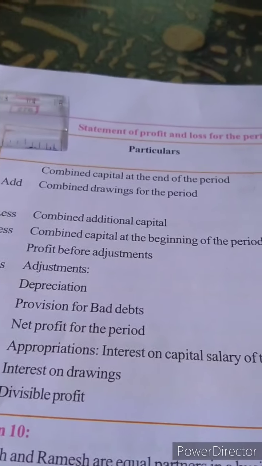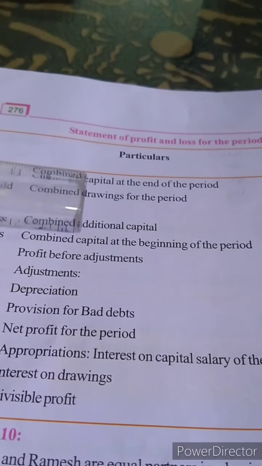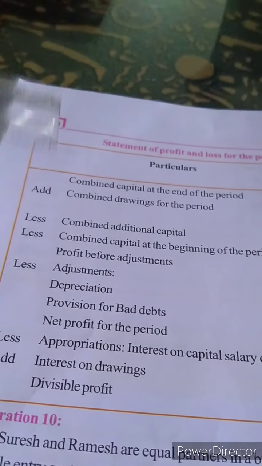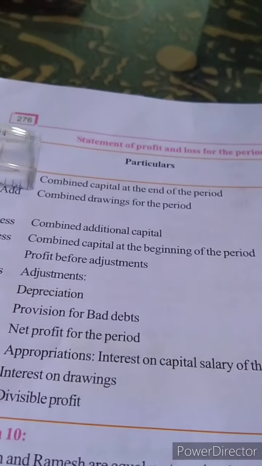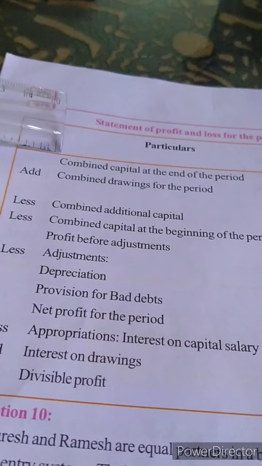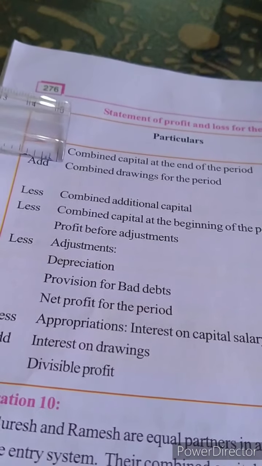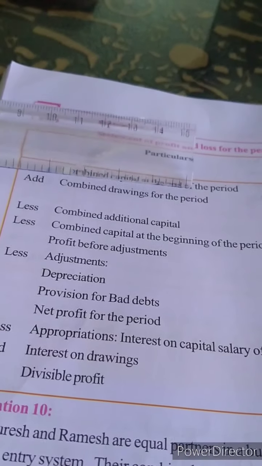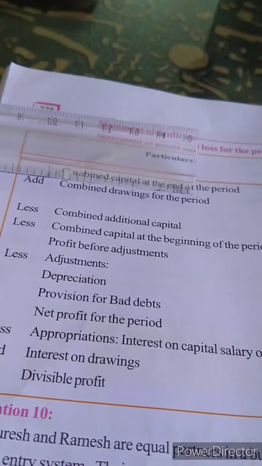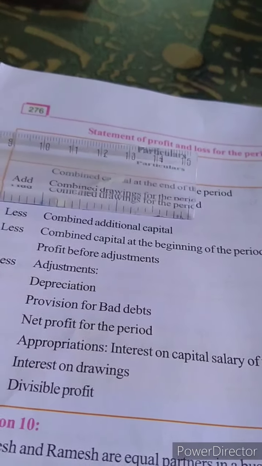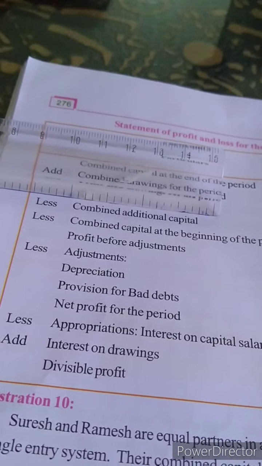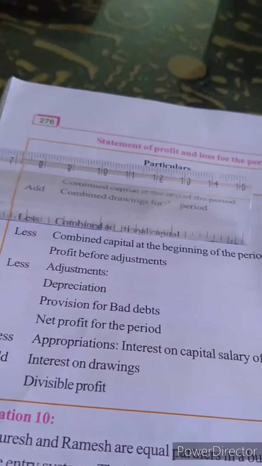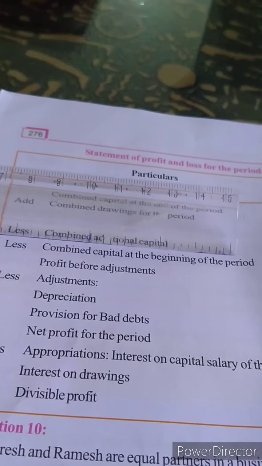So in the previous format, what you have learnt, all the information pertained to one person, but here in partnership we don't know the number of partners. So each and every person, obviously they'll put some capital, some investment into the organization, that by the end of the year, how much it is, that will be taken. Then the drawings which are done by all the partners will be added. Then in case any additional capital is brought by the partners, that will be deducted, and then we'll deduct the capital at the beginning of the period.